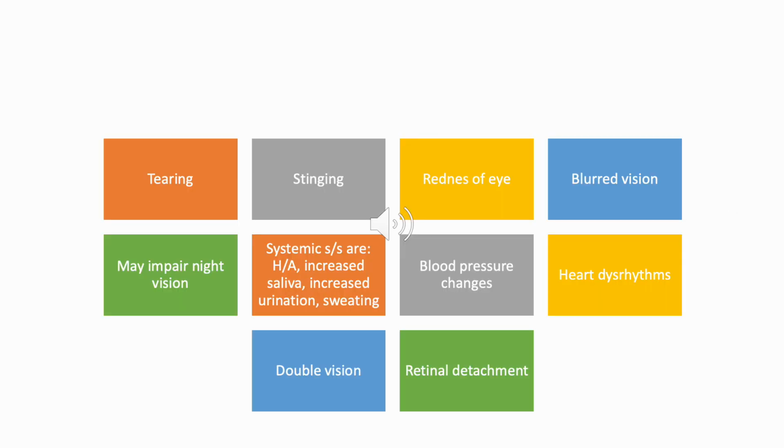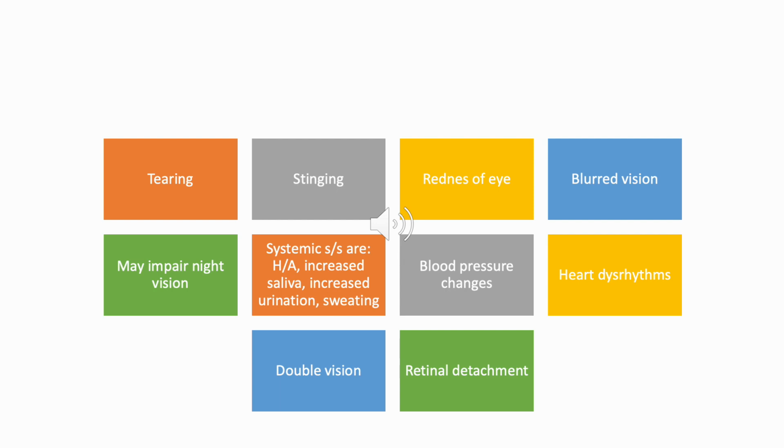The expected side effects of cholinergic drugs include tearing, stinging, redness of the eye, and blurred vision. Cholinergic drugs cause miosis, and patients may experience difficulty with vision at night or have night blindness. As with other eye drugs discussed in this chapter, systemic side effects are possible. They include headache, increased saliva, increased urination, and sweating. Side effects are intensified if patients are prescribed an oral form of cholinergic drug.